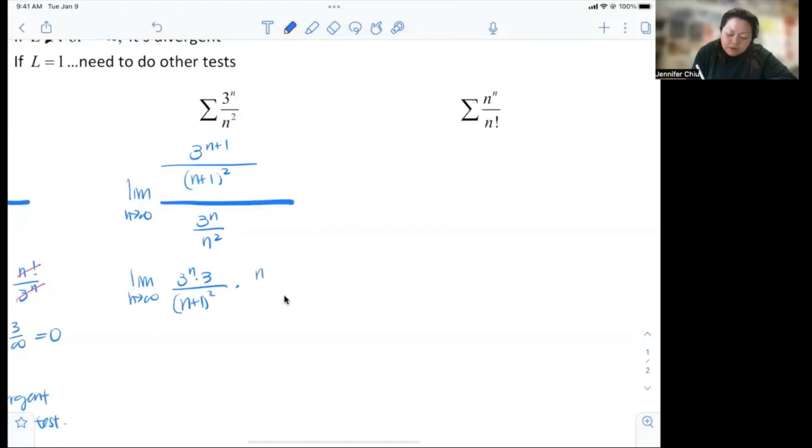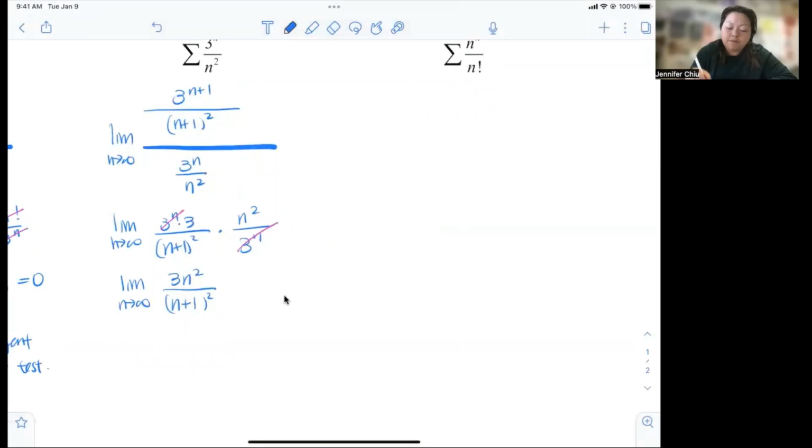So then multiply by the reciprocal, n squared over 3 to the n. This will reduce out nicely for us. And we're left with the limit as n approaches infinity of 3n squared over (n plus 1) squared. Now this becomes a higher power polynomial, right? Higher polynomial of 3n squared over n squared if you were to multiply this whole thing out. So the limit would approach 3.